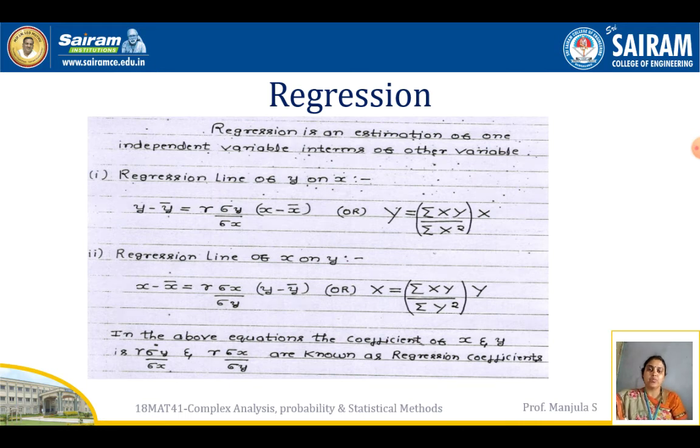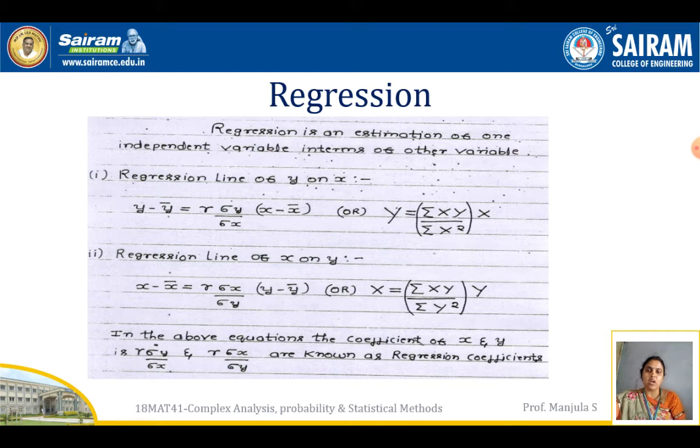So regression, before going to do the problems based on this regression, first we should know what is meant by regression. Regression is an estimation of one variable in terms of the other variable. This is our regression definition. It means we are going to express the data in terms of another variable, that only we are going to call a regression. Here two types of regression are there. One is regression line of y on x and the second one is x on y.